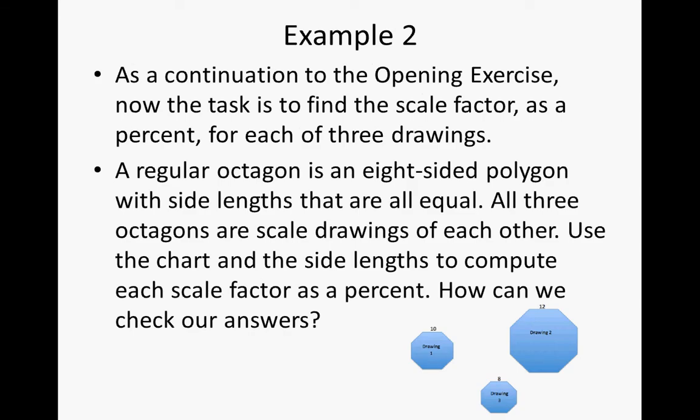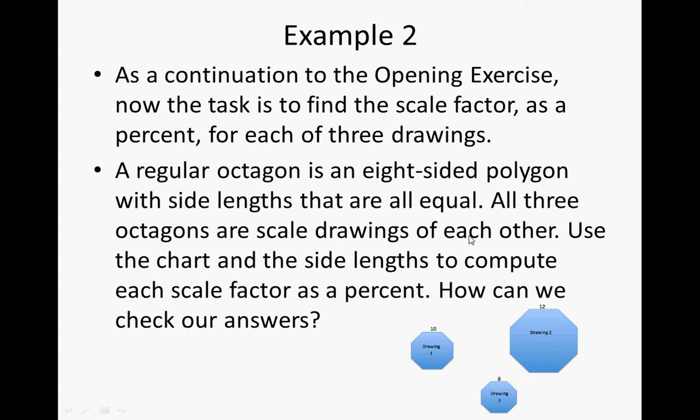Alright, let's take a look at example 2. As a continuation to the opening exercise, now the task is to find the scale factor as a percent for each of the 3 drawings. A regular octagon is an 8-sided polygon with side lengths that are all equal. All 3 octagons are scale drawings of each other. So use a chart and the side lengths to compute each scale factor as a percent. How can we check our answers?